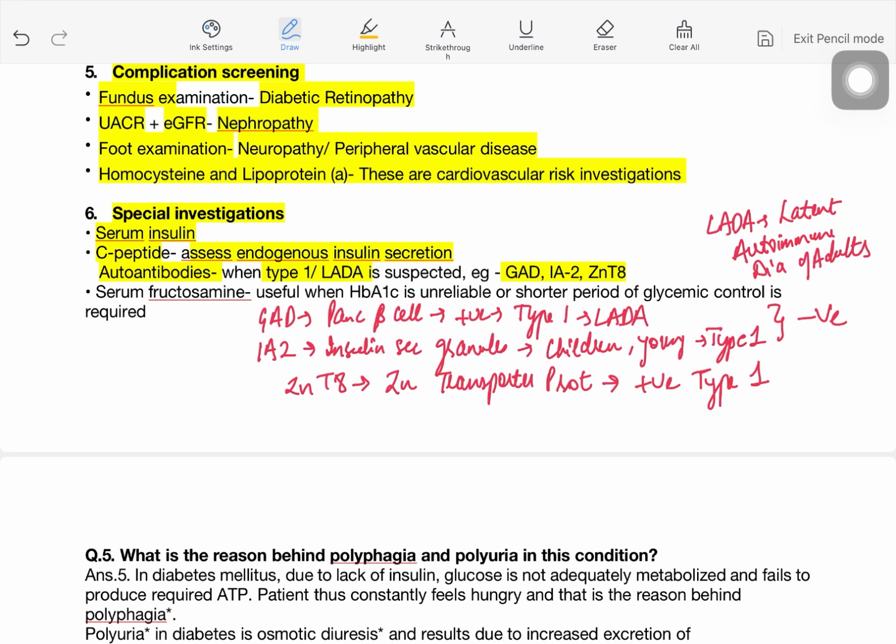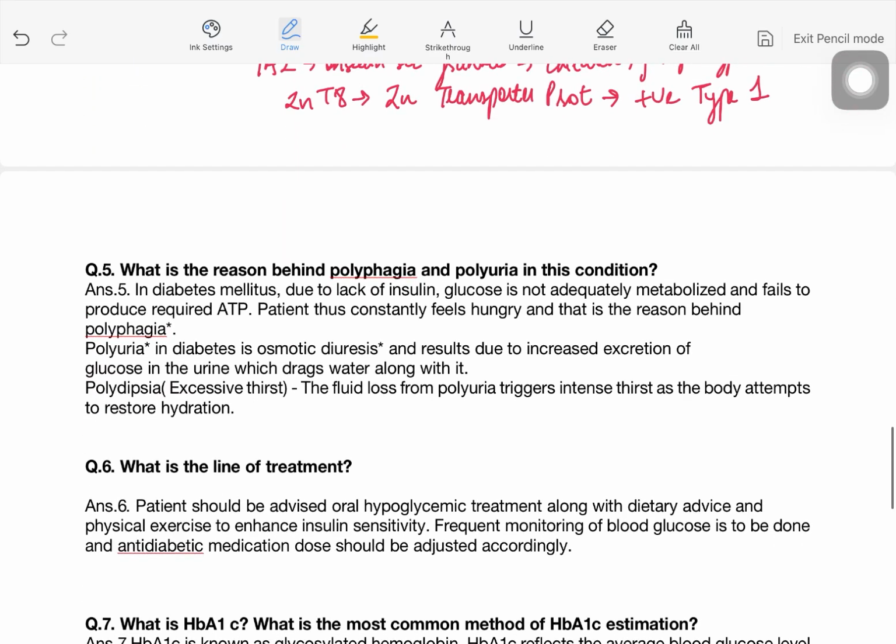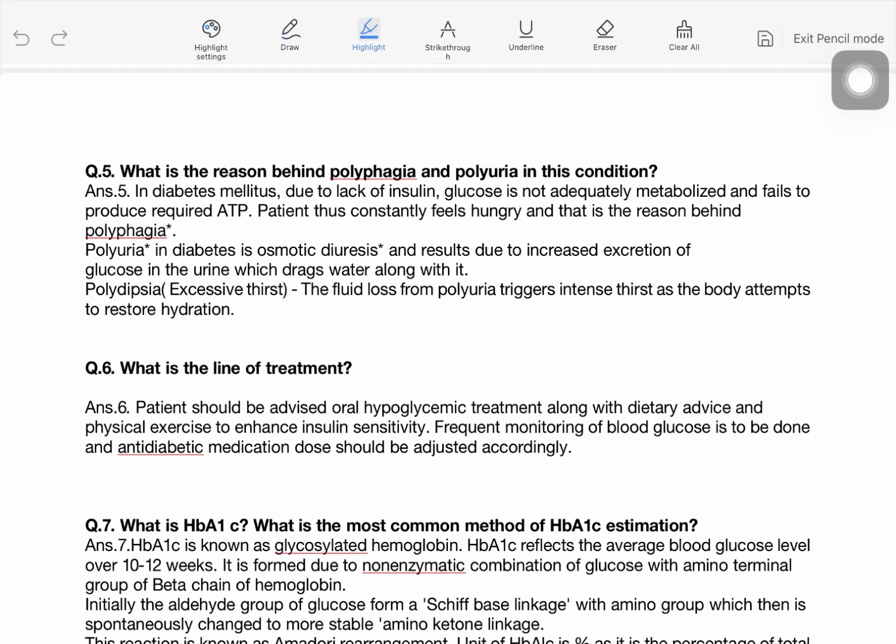Some adults initially look like they have type 2 diabetes, but positive autoantibodies show their pancreas is actually undergoing autoimmune destruction. So moving to our next question, what is the reason behind polyphagia and polyuria in this condition? So in diabetes mellitus, due to lack of insulin, glucose is not adequately metabolized and it fails to produce required ATP. Patient thus constantly feels hungry, and that is the reason behind polyphagia.